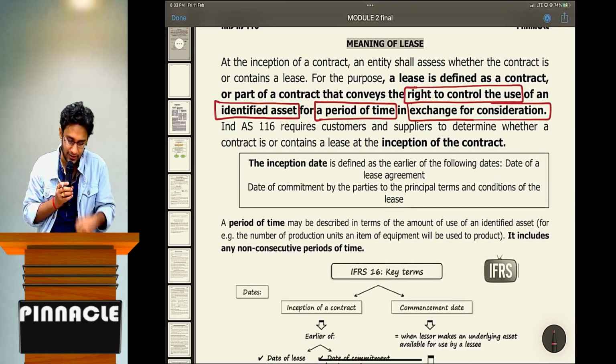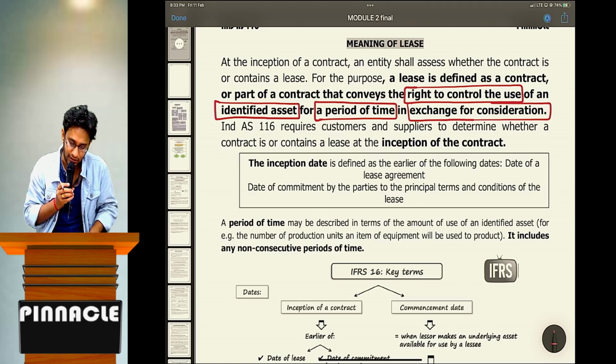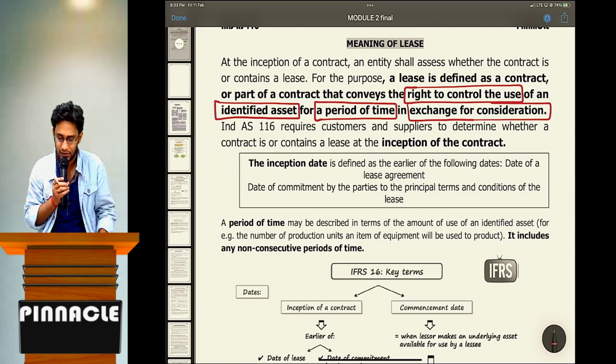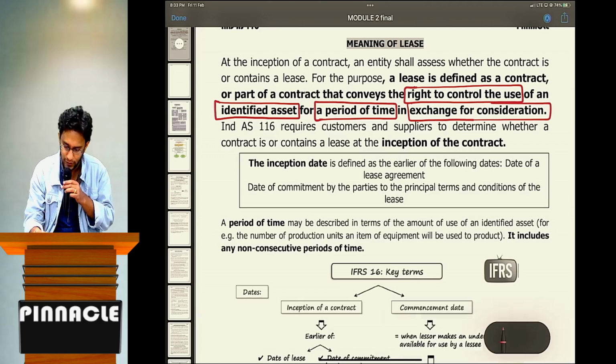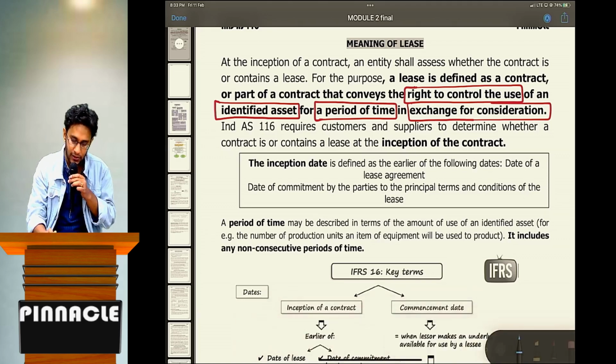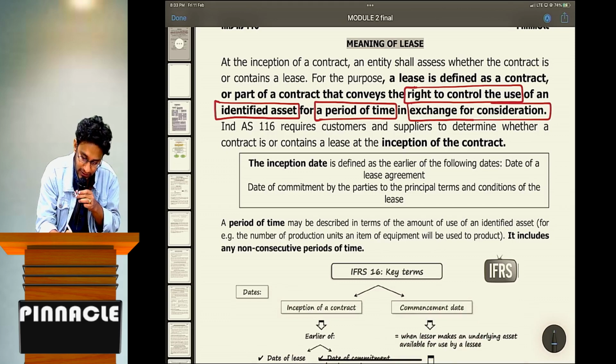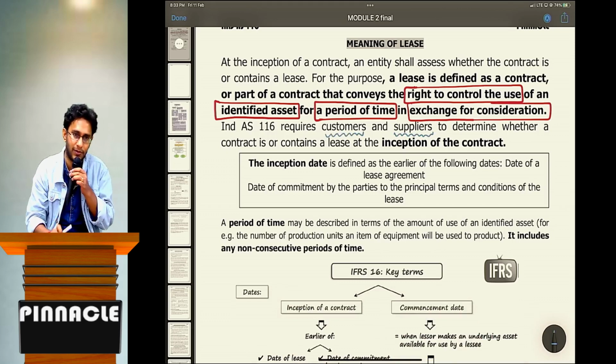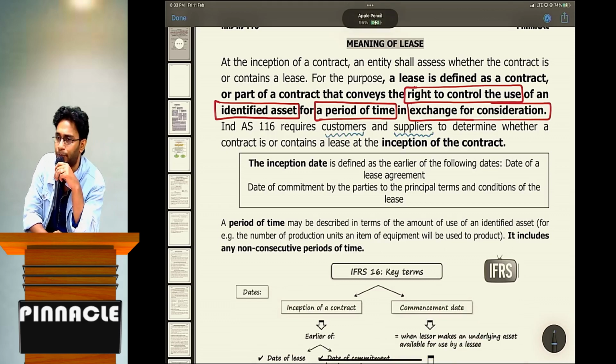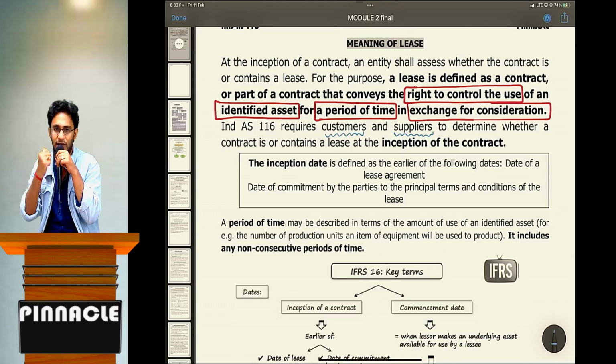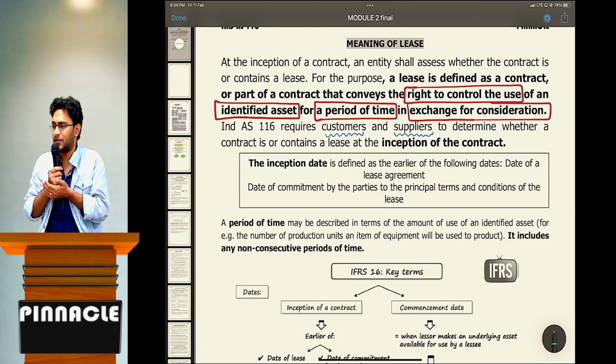Look at the next line, very interesting. India's 116 requires customers and suppliers to determine whether the contract is or contains a lease at the inception of the contract. Wait there. Look at the language he is using. Requires who and who to determine, sir? Customers and suppliers. Who is customer, who is supplier? In a lease contract, who will be there? Lessor, lessee.